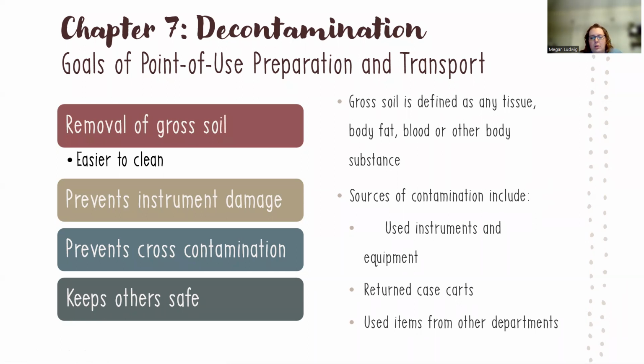Other sources of contamination include used instruments and equipment. Even the case cart that those dirty things came back on is considered dirty or contaminated, and any other items that come back from other departments. So why do we have point of use preparation? We also want to prevent instrument damage. Keeping those clean is also a good way of keeping them in functioning order. To prevent cross-contamination, you don't want to accidentally contaminate something that was already cleaned or sterilized with something that is dirty. And again, to keep others safe, not just you as the worker, but anyone else in your department.